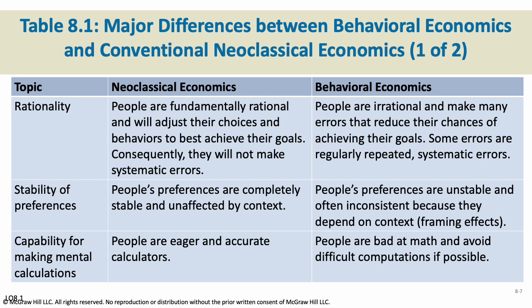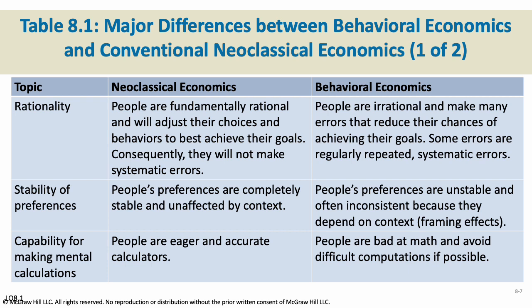What about stability of preferences? In neoclassical economics, we say people's preferences are stable, not affected by context. They don't change. What you want or prefer is fixed for the most part. In behavioral economics, we say that people's preferences are unstable, and they're often inconsistent because they depend on context, framing effects. What is the broader context when you're buying something, or how are you feeling, or anything like that, is going to drift your preferences or change them.